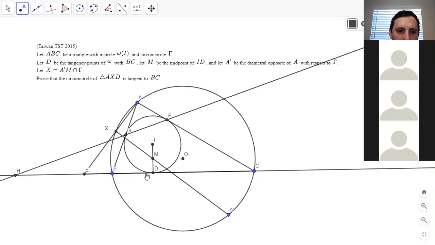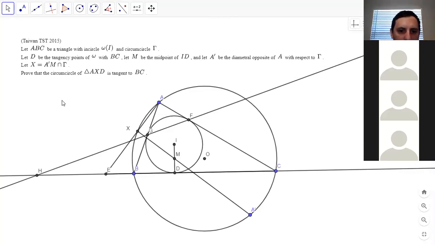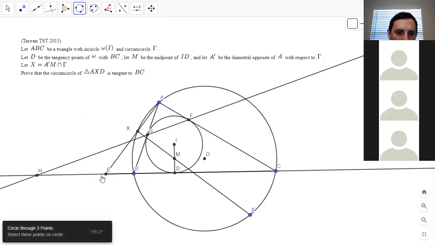So do we want to show E is the midpoint of HD, or we know that that's true? I guess we could just try to prove it. And then E would be the center of the Apollonius circle. That should pass through the Sharky-Devil point.